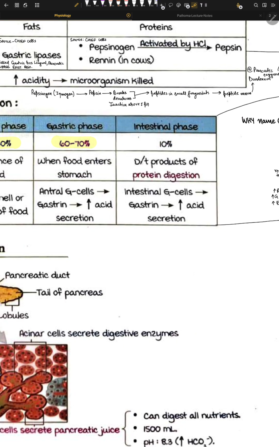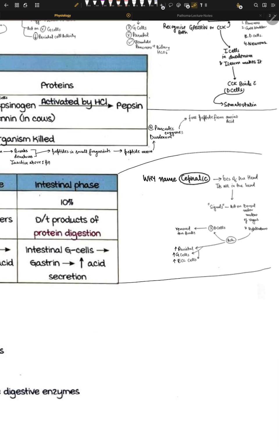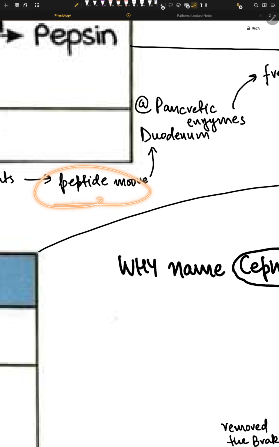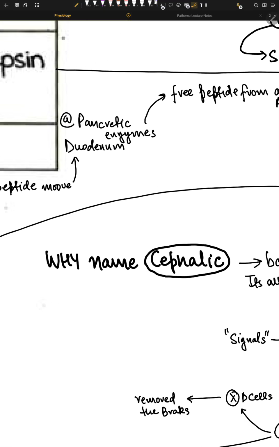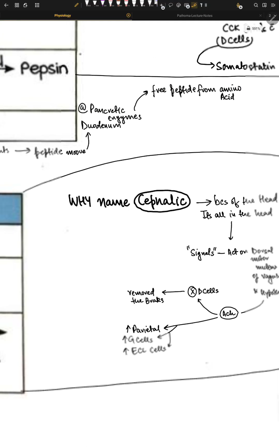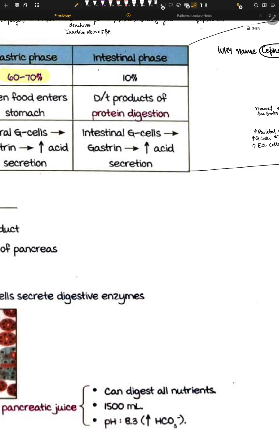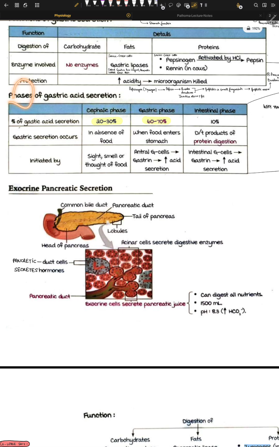Intestinal phase: due to the products of protein digestion, I already told you these products. Peptides move into the duodenum, and the pancreas is like, oh, there is some food, let me squeeze myself, and release some bicarb and some enzymes that can move these peptides away from the amino acid chain, so that I can absorb them. So again, the intestinal phase is just 10%. We have G cells in the intestine, and G cells increase acid secretion. So I hope we understand the phases of gastric secretion.